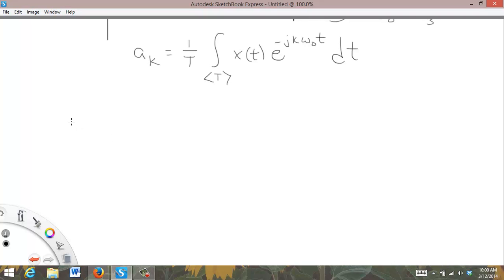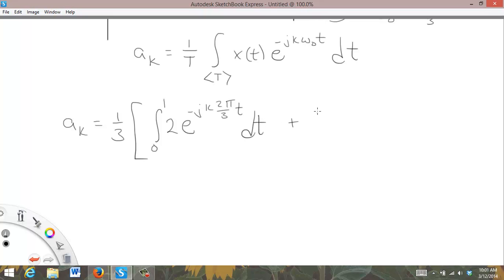So we have a sub k equals 1/3 times the quantity. Right, so now x is one of three things. It's either 2 between 0 and 1, it's 1 between 1 and 2, and it's 0 between 2 and 3. So I could potentially have three separate integrals. I have an integral from 0 to 1, and x is 2 in that interval, times e to the minus j k 2 pi over 3 t dt.